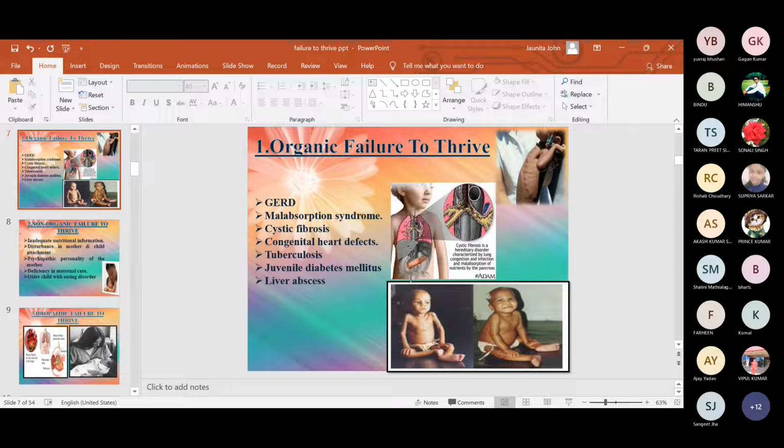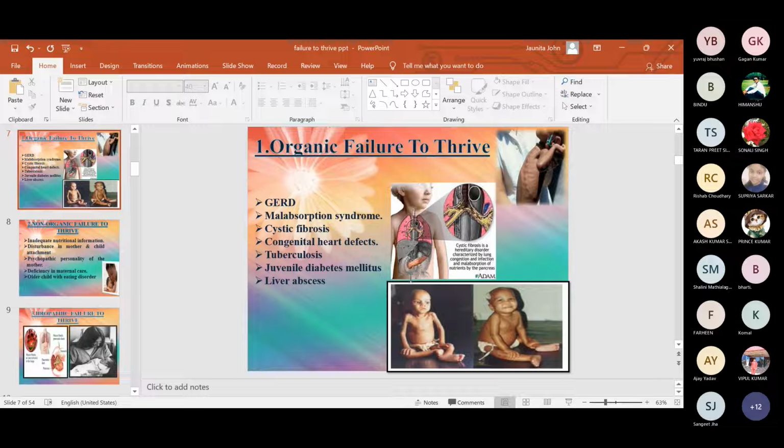Next is cystic fibrosis. What is cystic fibrosis? It's a life-threatening disorder that damages the lungs and the digestive system.